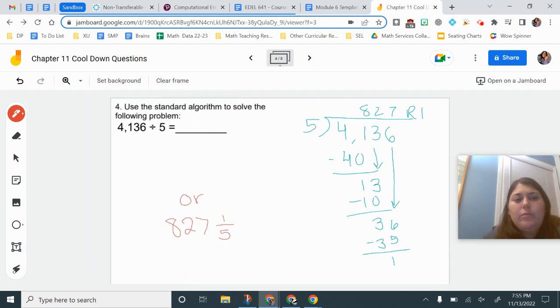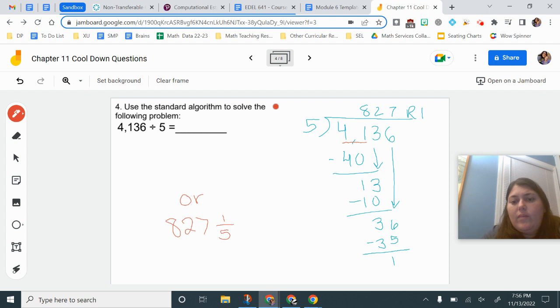Moving on to question number 4, using the standard algorithm to solve this division problem. So the first step in my division problem, I was not able to fit any 5s into the 4. So I could have written a 0 there, but I just instead looked at 41. And I can fit 5 into 41 8 times, which is where I got that.